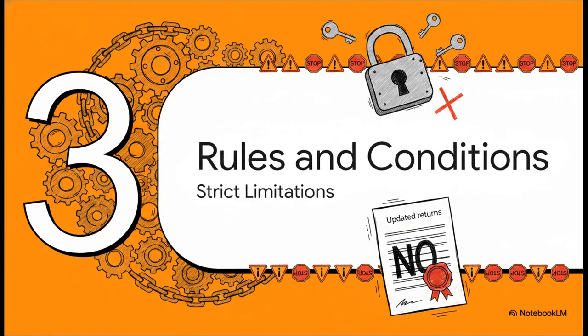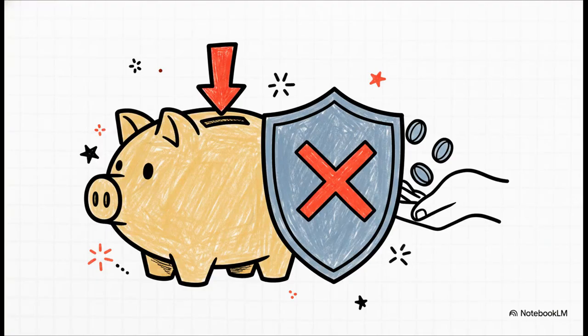Let's hit Part 3, Detailed Rules and Conditions. You have to understand that this provision is a one-way street in favor of the Revenue Department. Here are the absolute limitations of Section 263(6).